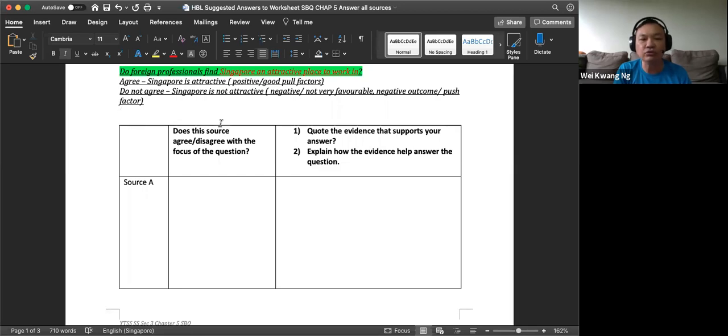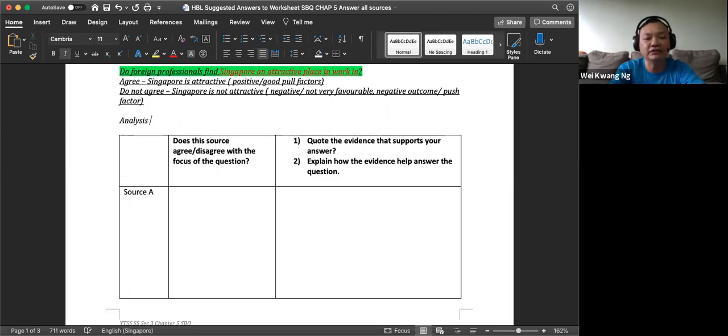I guarantee to you, by the time you reach source B or source C, you will have already covered both sides of the argument. Okay, now to do analysis of a source, I need you to remember these 3 things called P, E, and E. What does the P and E stand for?